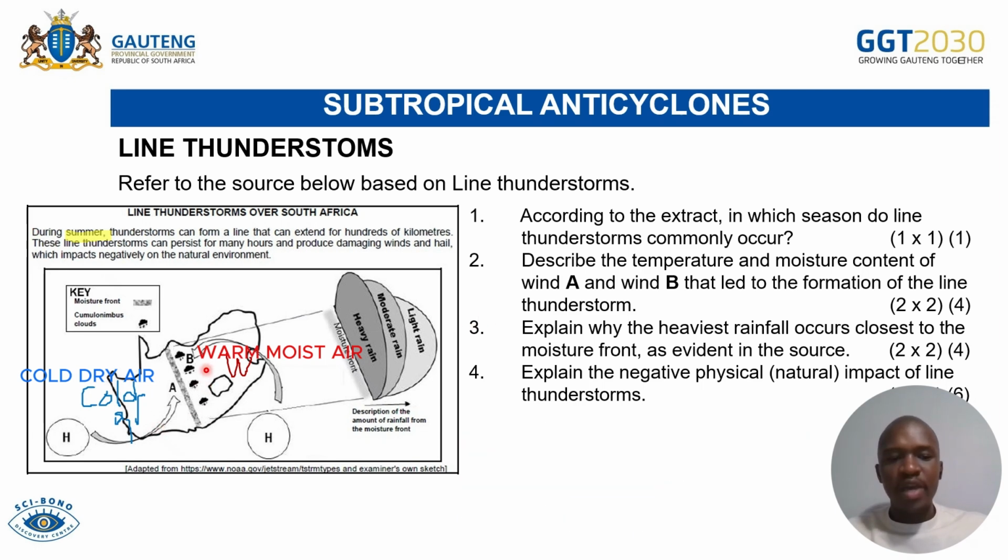At B we have warm, moist air. You see that? 1 mark for giving us the temperature, which is warm. 1 mark for saying moist. You gave us the temperature and the moisture content. But be specific. You must put the letter A. At A, there is cold, dry air. At B, there is warm, moist air. Then you get your 4 marks.